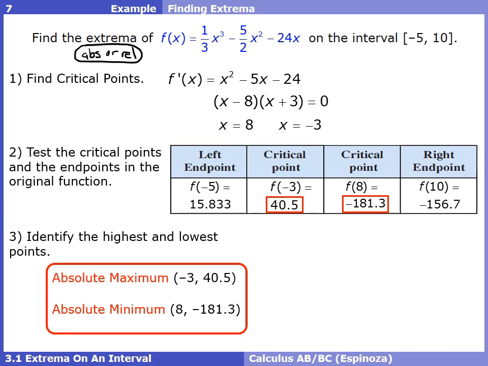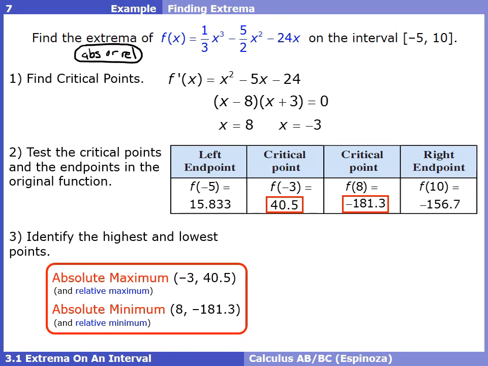But there's something else you have to keep in mind here. Since our absolute max happened at a critical point, we know critical points are what could be called relative maxes or relative mins. So since our absolute max occurs at a critical point, we also know it's also a relative max. Since our other critical point happened to be our absolute min, we know that that is also a relative min.